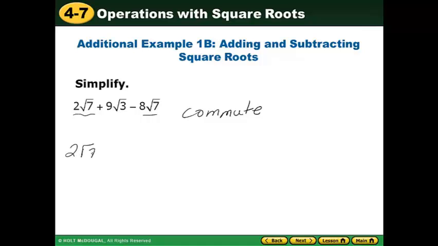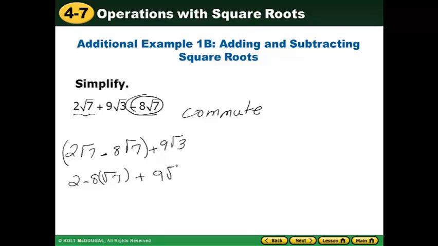So 2 times the square root of 7 minus 8 square root of 7 and then plus 9 square root of 3. Please make sure that when you commute, the negative symbol in front of the number belongs to the number behind it. So this is not just 8 square root of 7. This is negative 8 times the square root of 7. Okay, and then now I can actually go ahead and combine these. So this will be 2 minus 8 times the square root of 7 plus 9 square root of 3.